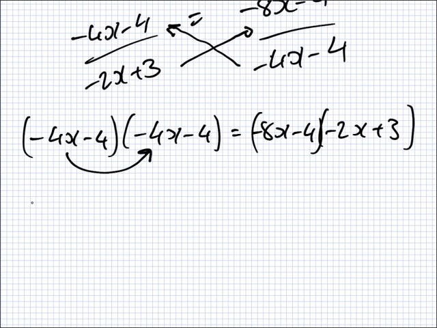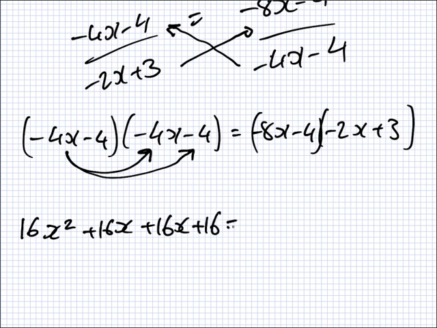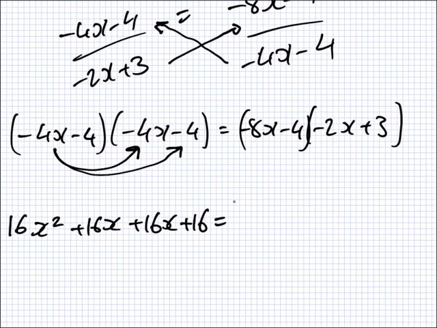What do I get here when I open? So, minus 4x times minus 4x is 16x squared. Next, 16x. Very good. Next, and finally, 16. Okay, good. Can you expand on the right here? What do we get? 16x squared.